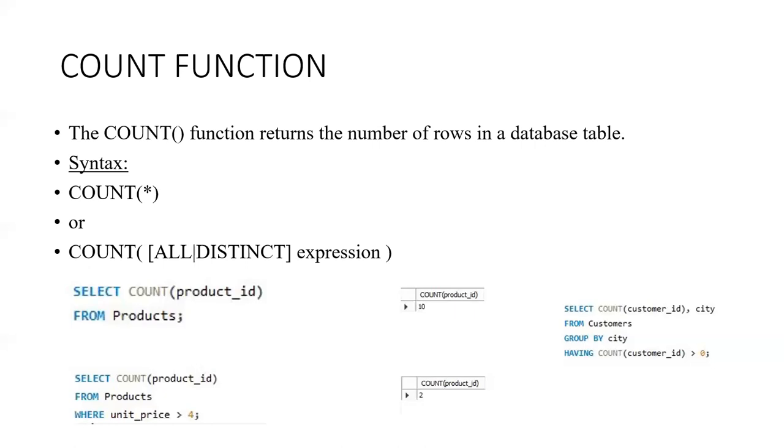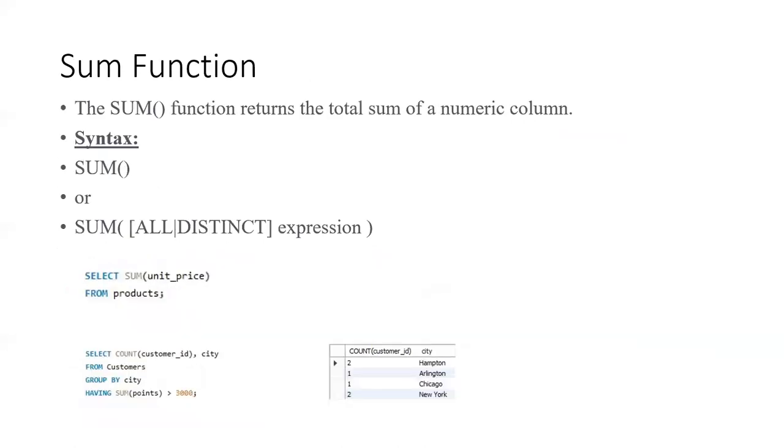So you can see an example here of select count of customer ID comma city from customers. So you're basically counting the number of customer IDs, and you're grouping it by city. So you group it by city, and in that particular city how many customers are there. That is what this particular query is doing.